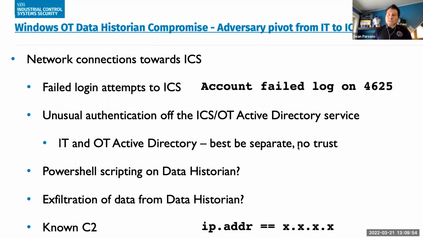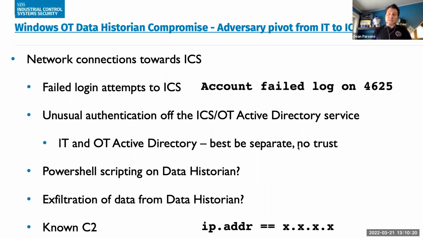Beyond this, we do see from threat intelligence, such as MITRE ATT&CK, which we'll get into in a few moments, the adversary pivoting in, possibly leveraging cached credentials from an IT network, from an Active Directory infrastructure into the ICS or OT Active Directory. So the things you're going to be monitoring for here are failed login attempts towards the data historian from IT. Also, the successful login attempts can also be very helpful.